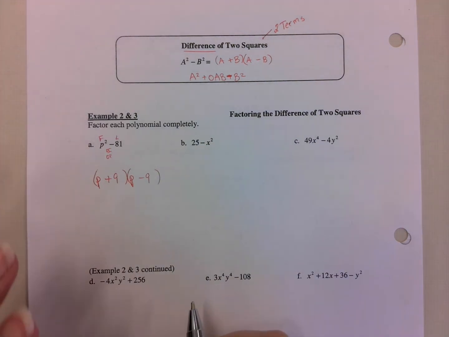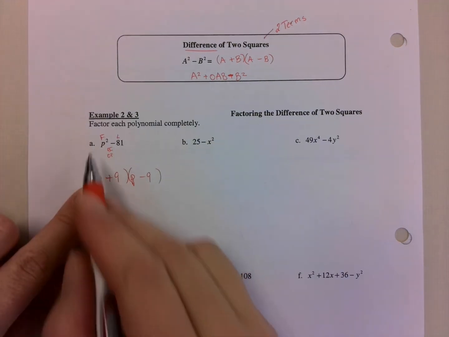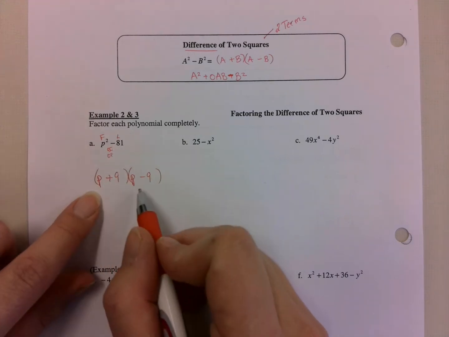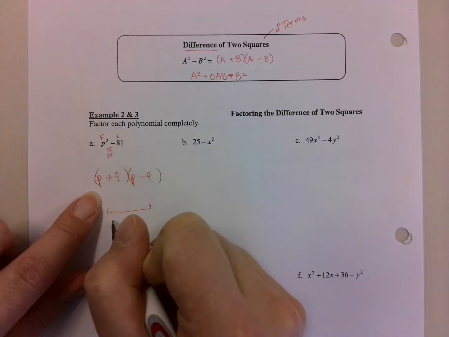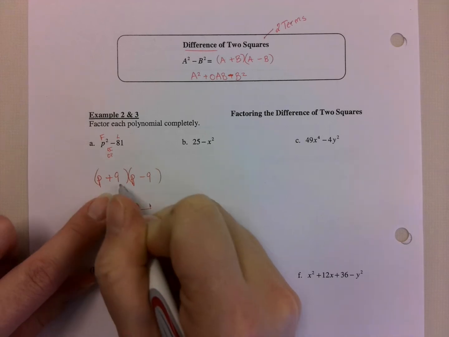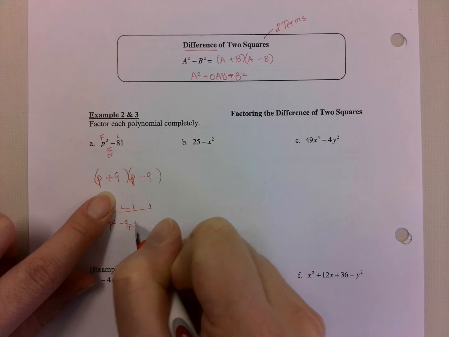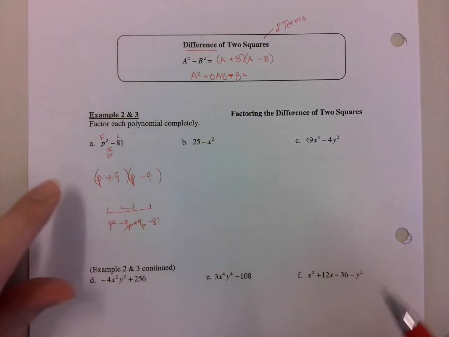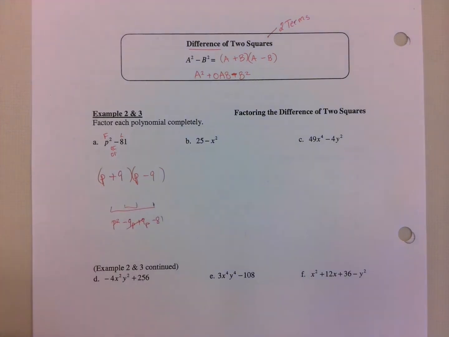Now let's just make sure it works. P times p is p squared. 9 times negative 9 is negative 81. When I go to do my outside, I get my p squared, my outside is negative 9p, my inside is positive 9p, and my last is negative 81. And we see that canceling and getting us right back to where we started.